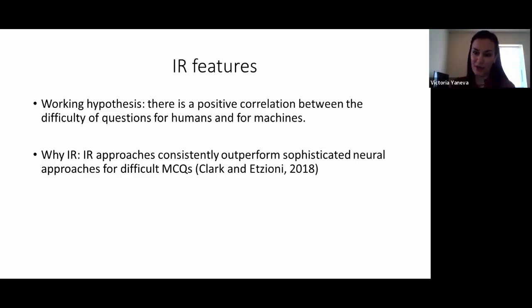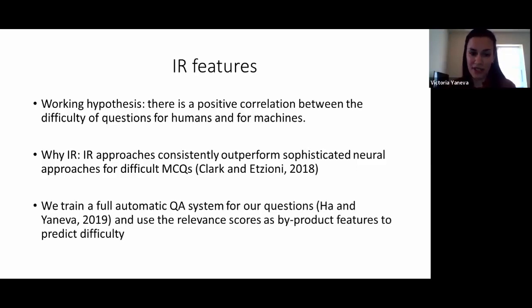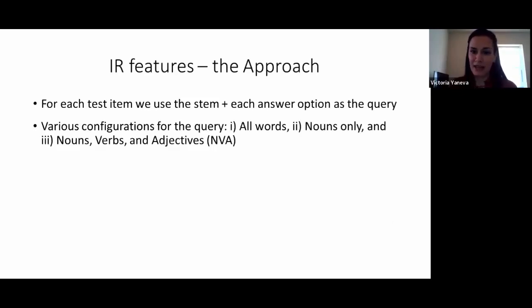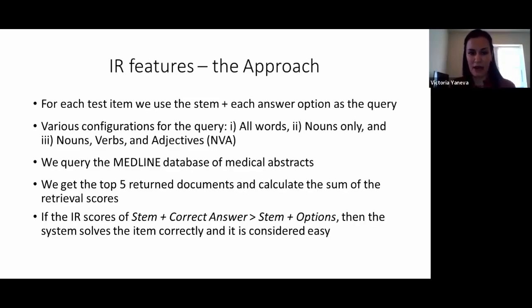questions. So even though there are huge advances in this field when we talk about reading questions or more generic questions, when it comes to multiple choice questions, it's still a very challenging task, and information retrieval performs at least on par with more advanced approaches. So we trained such a question answering system, and we used the relevance scores produced by the system as byproduct features to predict difficulty. I'm not going to spend a lot of time talking about how exactly we did that. It is included in the paper, and if you have any questions, please do not hesitate to ask. We just experimented with extracting information from different parts of the item.